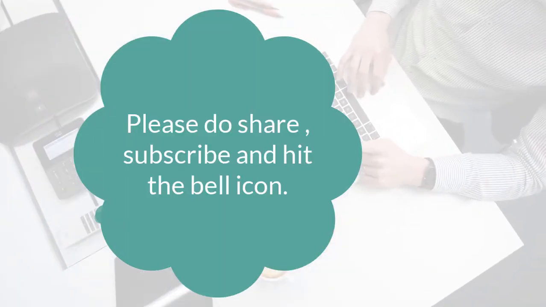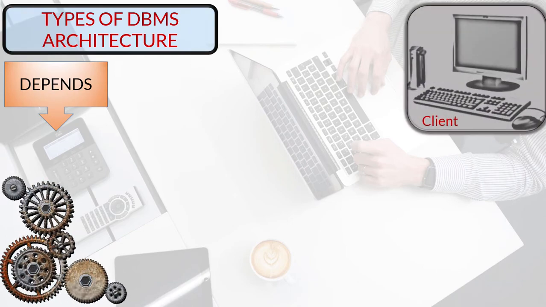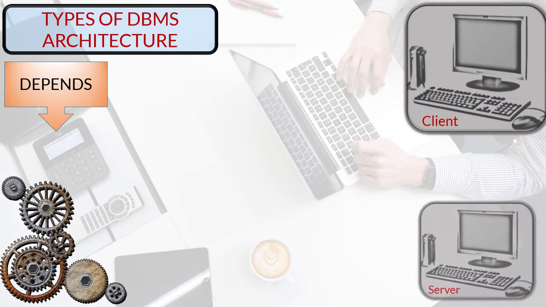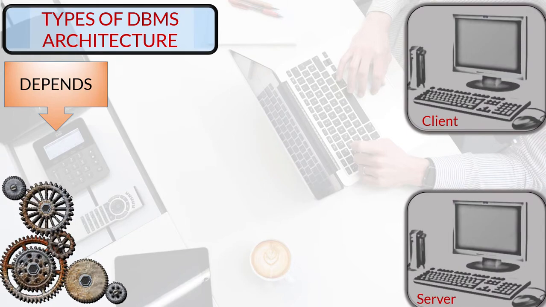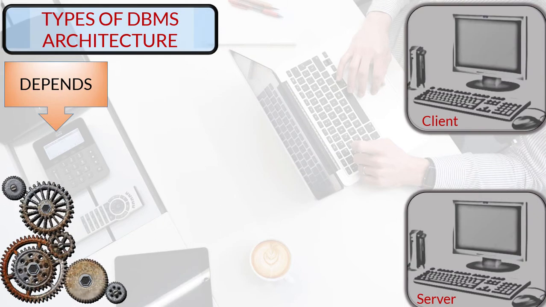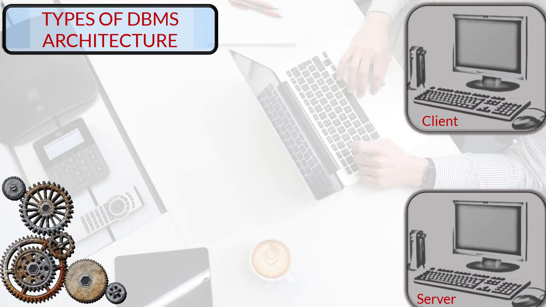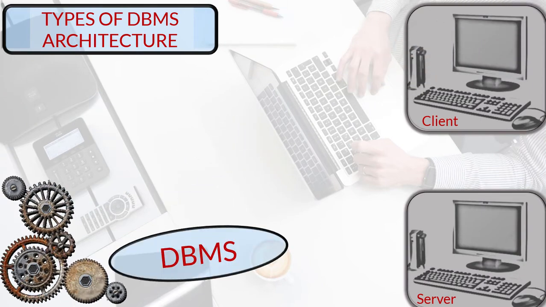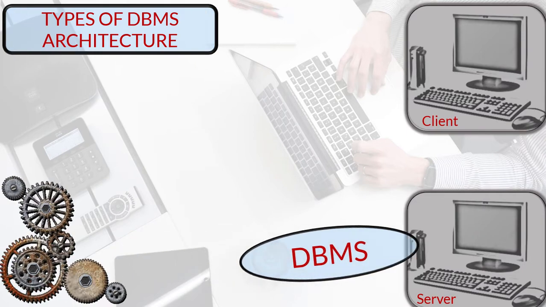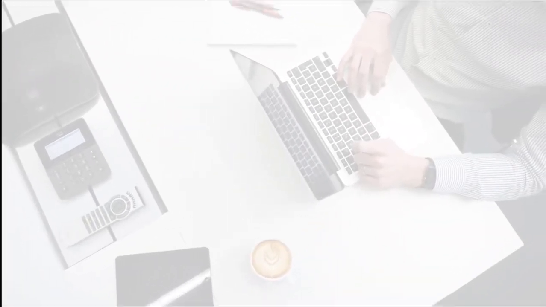So the type of architecture depends on which kind of system the DBMS runs on. It means there are 2 types of systems. First one is client and second one is server. So the type of DBMS architecture depends on whether the DBMS runs on client or it may run on server. On the basis of this, types of architectures have been created.